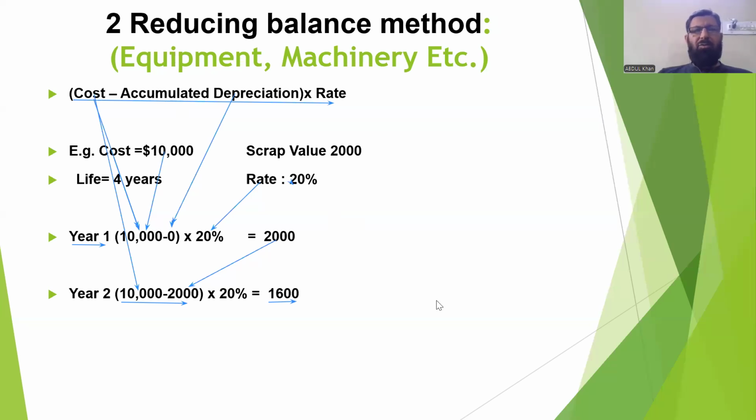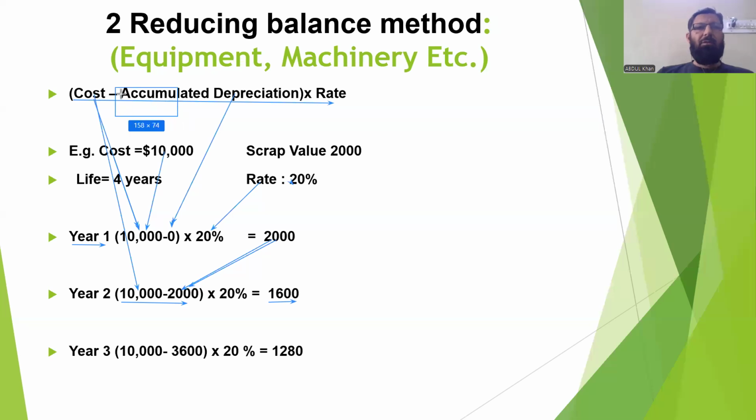Normally, students think whatever they get here, they simply put it again. This is the common mistake students make. The first year's depreciation you have put in here, the second time the same thing you have to put here. No, that is wrong. Why is it wrong? The reason is because we have to write accumulated depreciation.